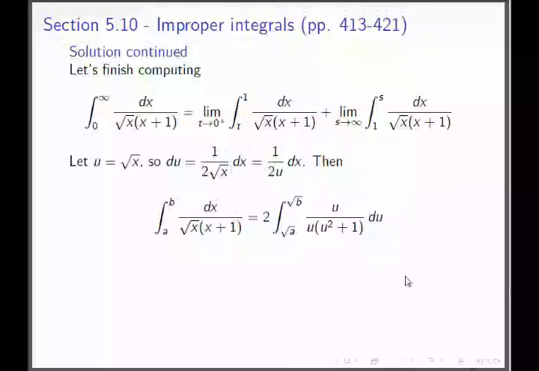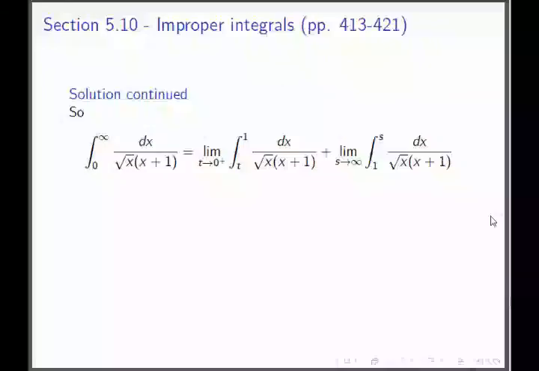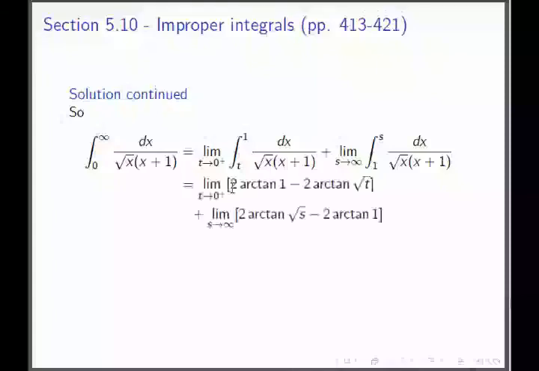Okay, well now the u's cancel here, and this simplifies to just 1 over u squared plus 1, and so that's arctangent. Okay, so then we can replace this first definite integral with 2 arctangent of 1 minus arctangent of square root t, and the second one we're replacing with 2 arctangent square root of s minus 2 arctangent 1. And now we just need to compute these 2 limits.